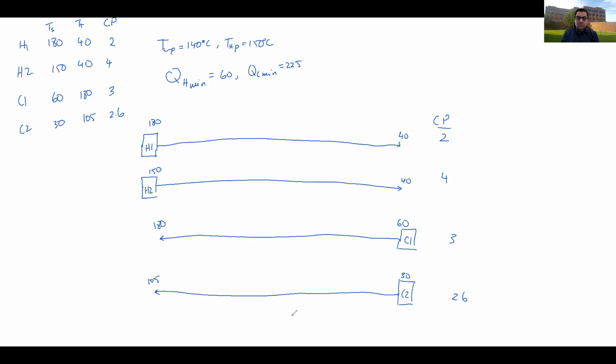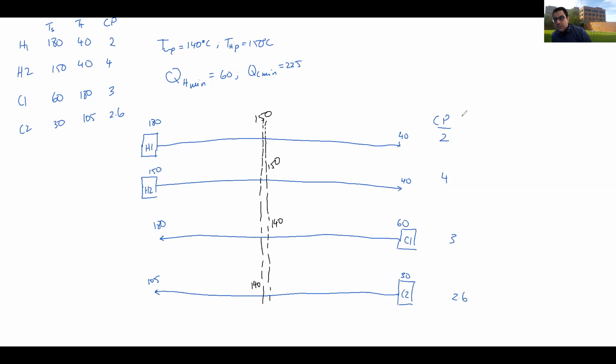Step 2, I'm going to draw a line down the middle at my pinch point. Let me do this. I'm going to draw this line using black ink. So I'm going to divide this problem here at the pinch point. And we said the hot pinch is 150. So for the hot streams, this is 150. And the cold pinch is 140. So this right here is 140.